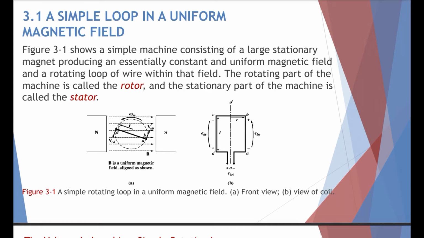The rotating part of the machine is called the rotor, and the stationary part of the machine is called the stator. So we have two main parts of the machine, rotor and stator. This is the magnet here, north, this is the south, and this is the coil rotating through the magnetic field from north to south.